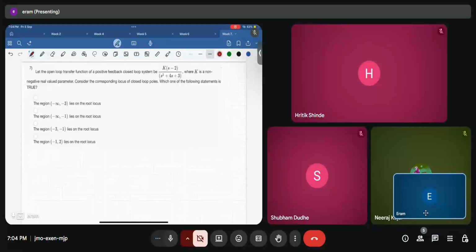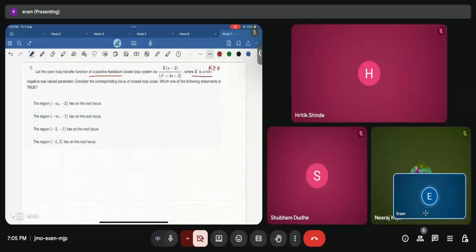Okay, in this question, we have the open loop transfer function of a positive feedback closed loop system. We have a positive feedback, where k is a non-negative real valued parameter. That means k is greater than or equal to 0. Consider the corresponding locus of closed loop poles. Which one of the following statements is true?